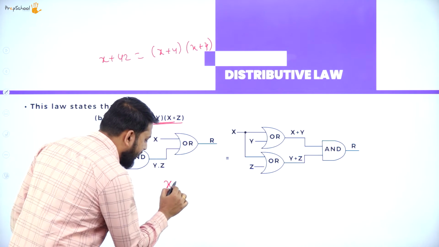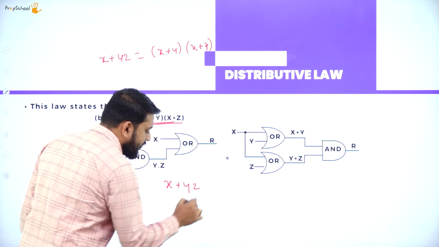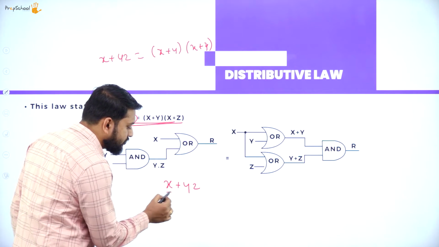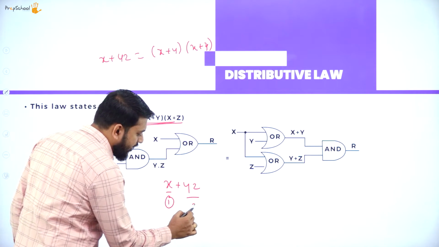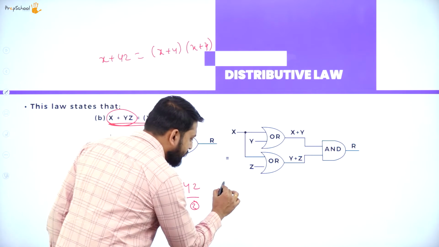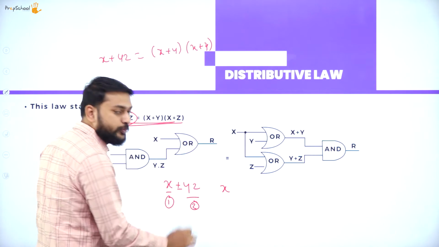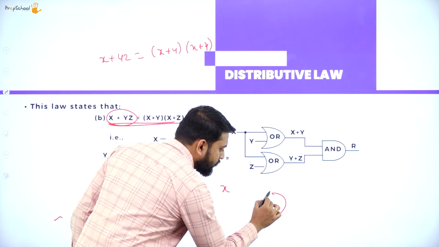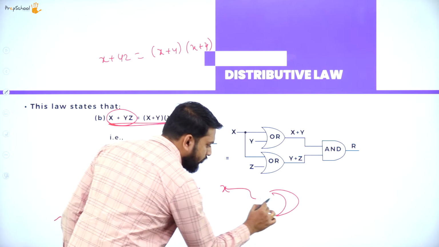Let's check that. I have x plus yz, right? So how many inputs do I have? In general, I have 2. Let's consider this one and this one. All right, so let me just write x. So I have plus. Plus in the sense, which gate do I have to use? I have to write the OR gate. So fine, you are writing the OR gate.